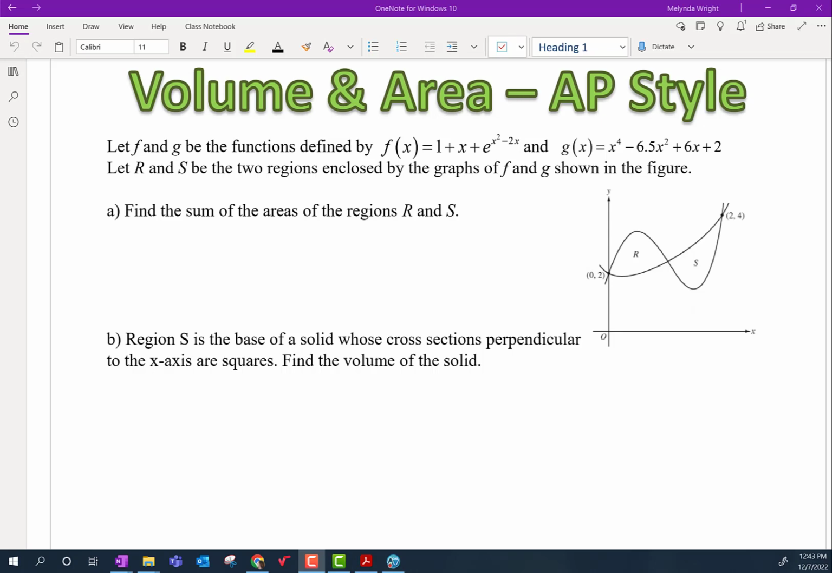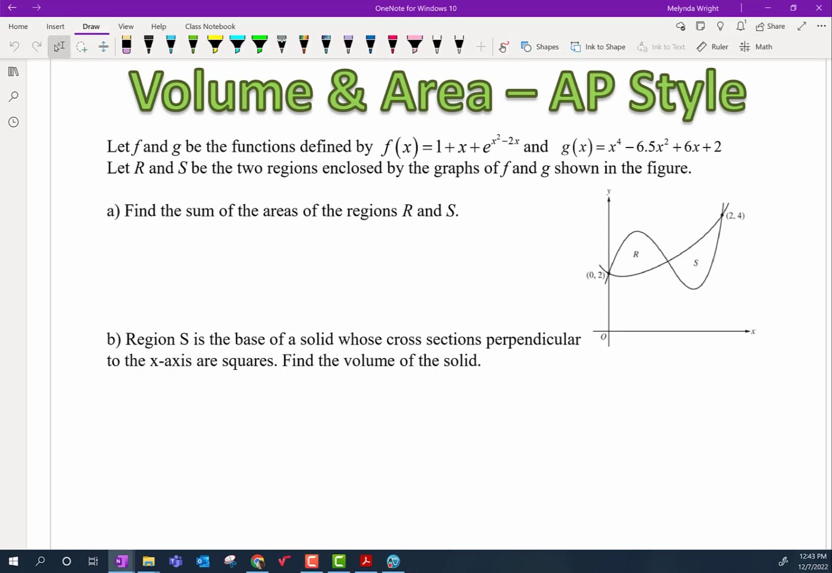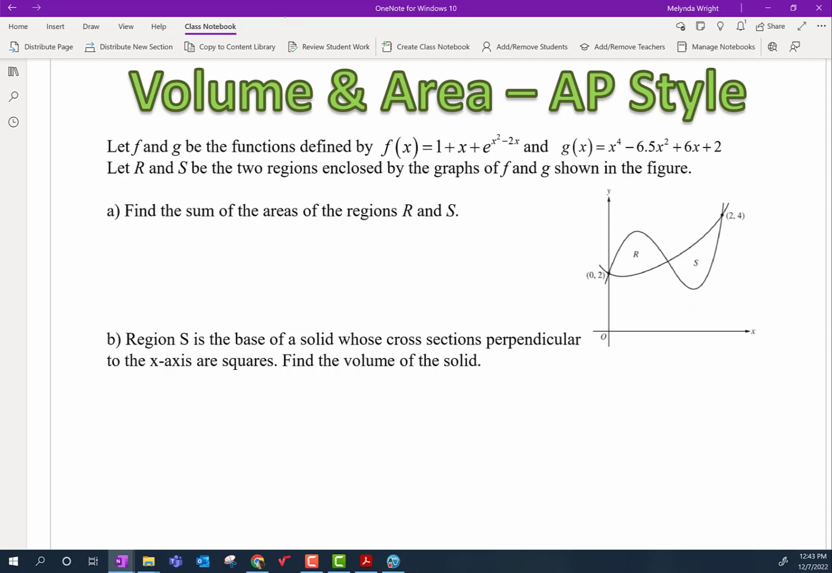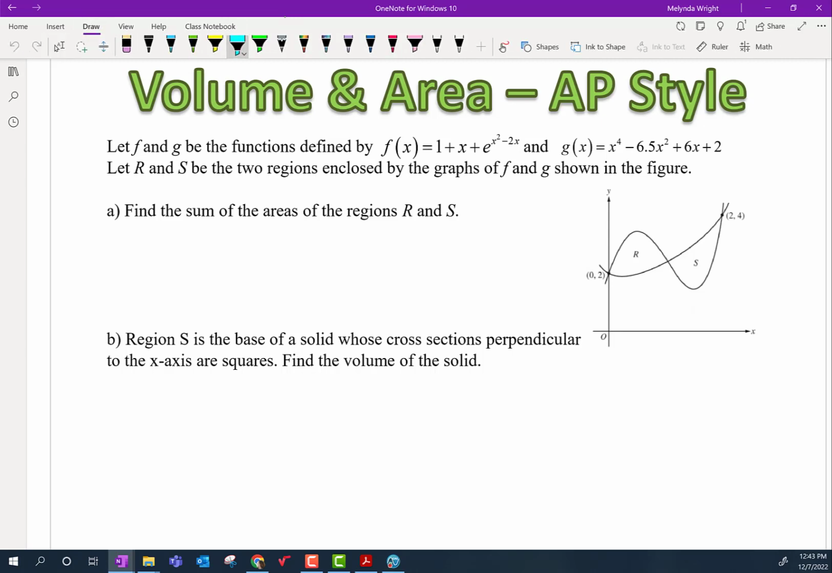Okay, so let's take a look at what we have. We have two functions defined, f and g. We're told R and S are the two regions enclosed by the graphs of f and g shown in the figure. In the figure, they don't really tell us which one is f and which one is g, so we're going to have to figure that out for ourselves when we get to our calculator. Find the sum of the areas of the regions R and S.